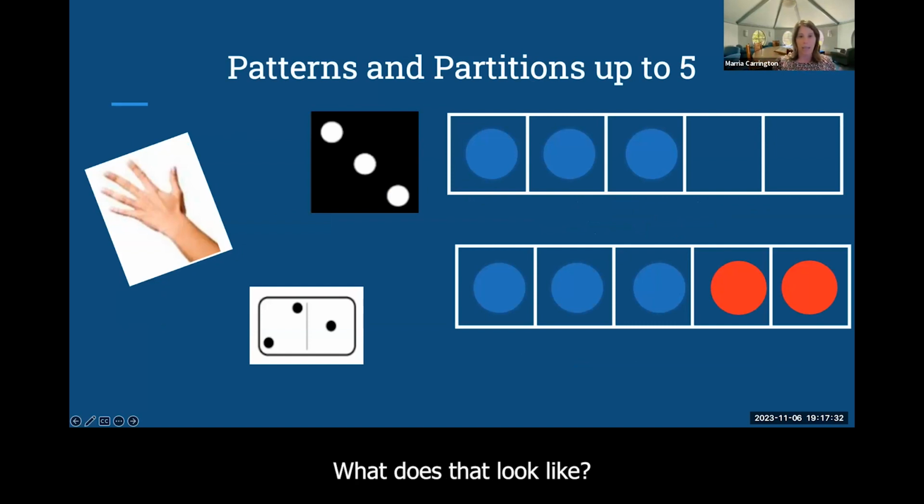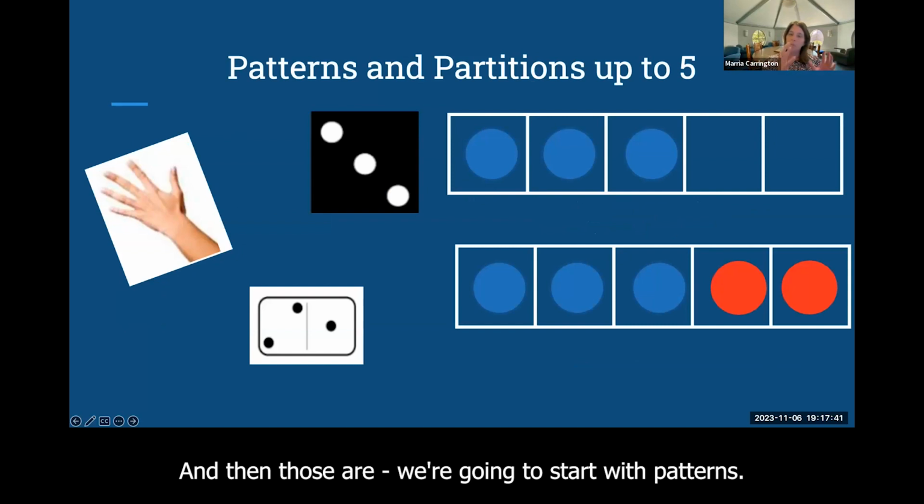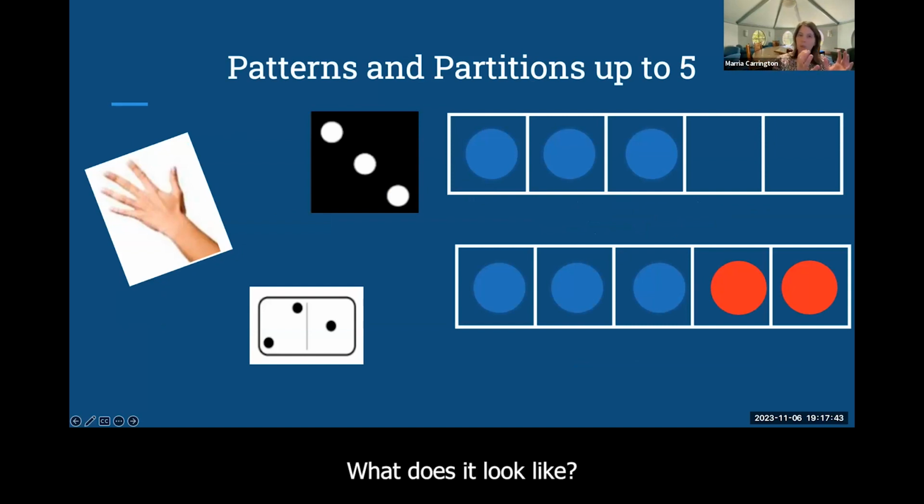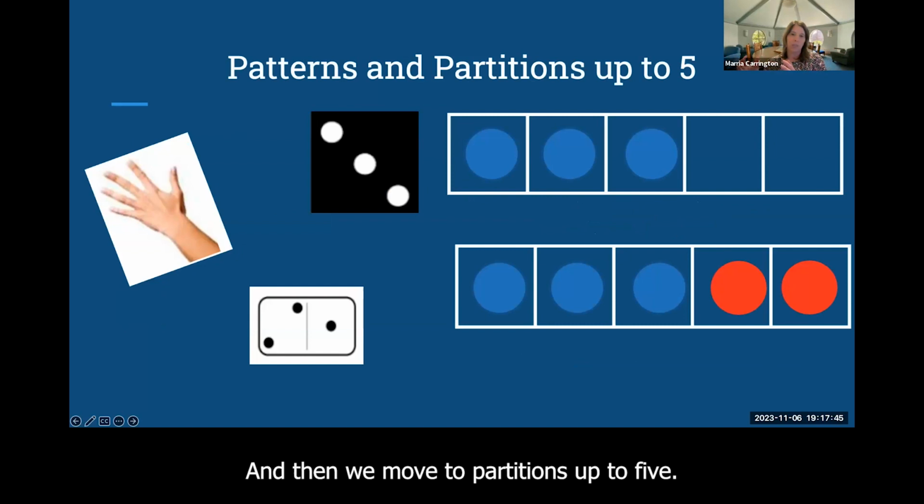What does that look like? What does it look like on dice? What does it look like on dominoes? What does it look like on the 5 frame? And then we're going to start with patterns. What does it look like? And then we move to partitions up to 5.